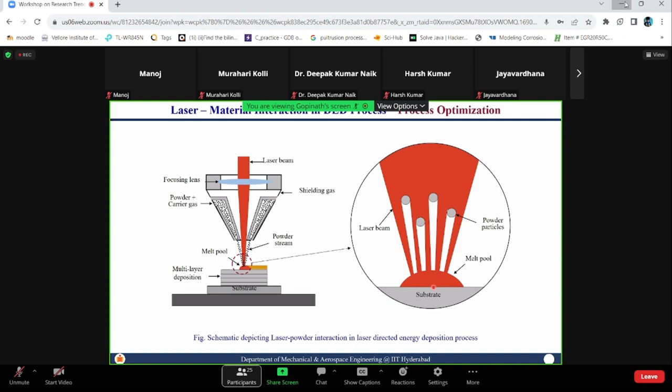But remember, can it keep focusing tighter and tighter, more and more? No, you cannot do that, because there is something called the balling phenomenon in the DED process. What is this balling phenomenon?